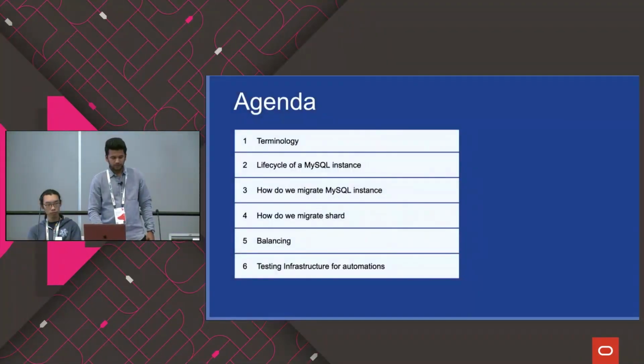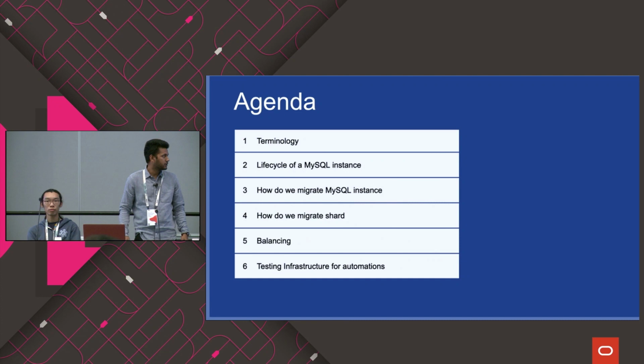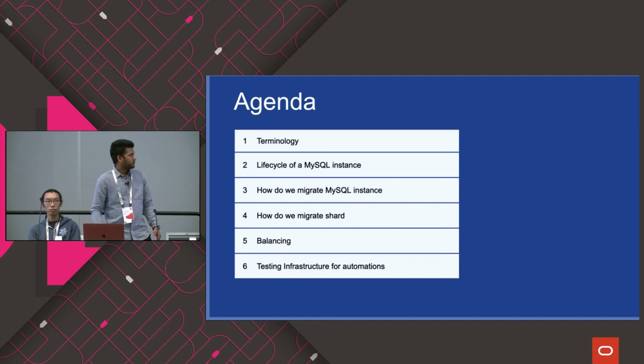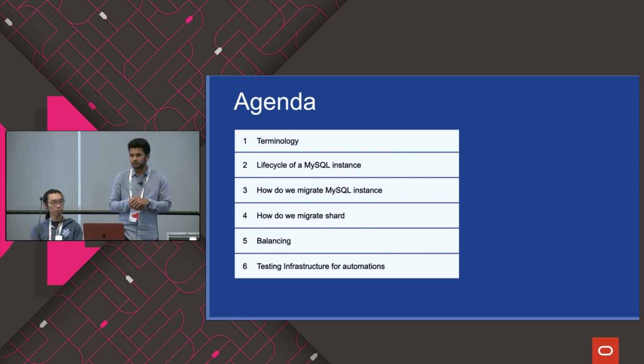So here's the rough agenda for the talk. I will be talking about some of the concepts here, and Luke will be talking about some of the concepts. So we are basically going to discuss how a MySQL instance at Facebook enters production, how it goes through various phases, and how it actually leaves the production fleet. We're going to talk about how we copy data around in the Facebook fleet, how we migrate shards, how we do balancing based on different parameters, and how we test our code to iterate faster to manage MySQL at Facebook.